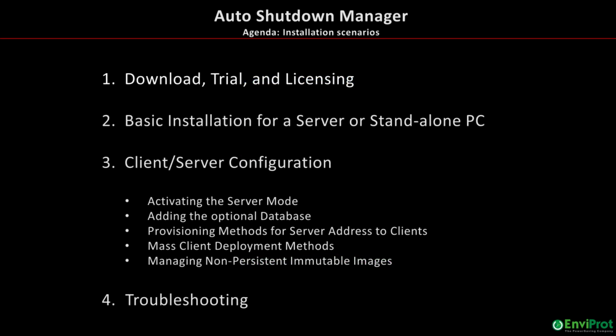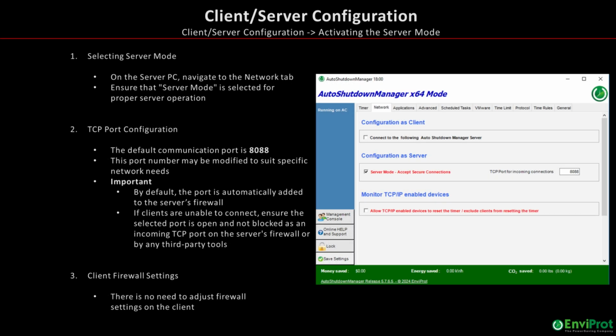Now that the product is installed, let's move on to the client-server configuration. If a PC is designated as an Auto Shutdown Manager server, the hub for power management settings, reports, licenses, Wake on LAN schedules and more, it is essential to activate server mode. By default, it begins listening for client connections on TCP port 8088, with the firewall automatically configured to permit these connections. Should you need to change the port number, please ensure the firewall settings are adjusted accordingly.